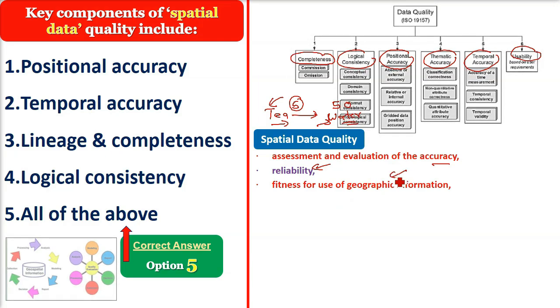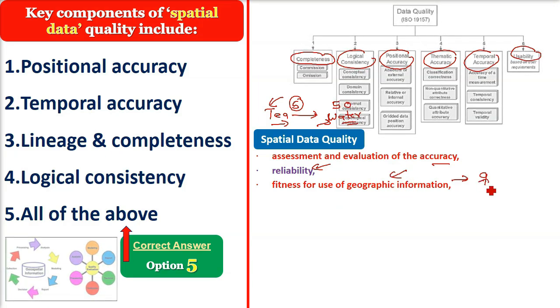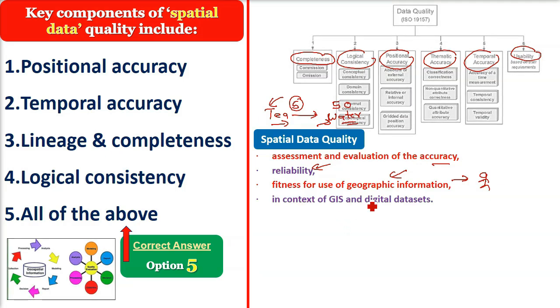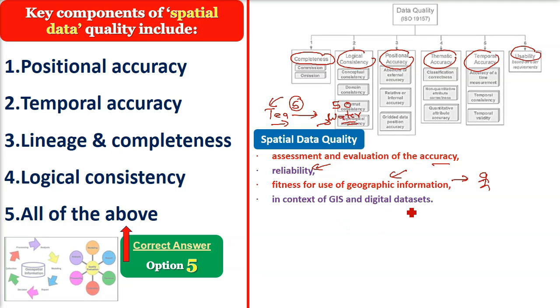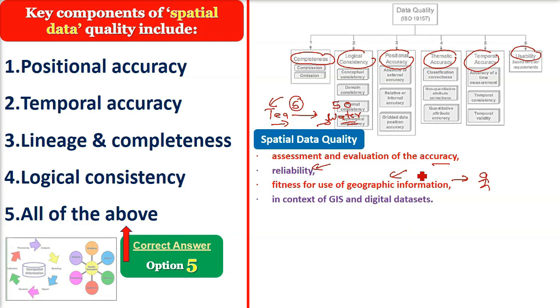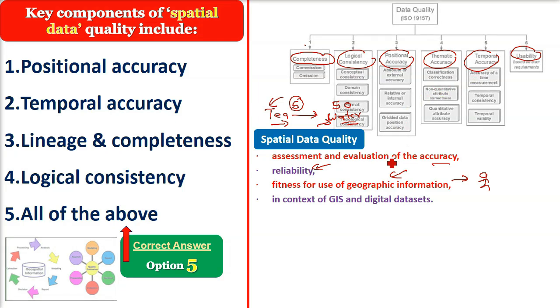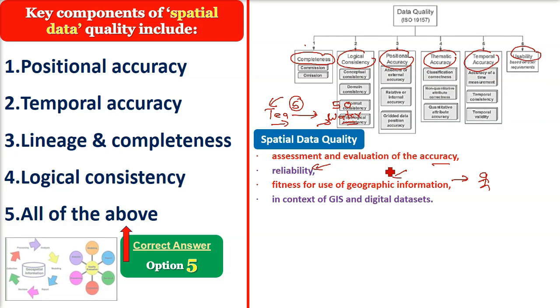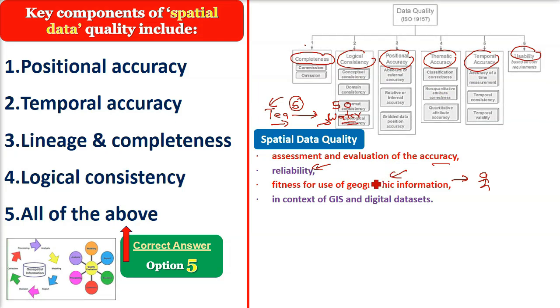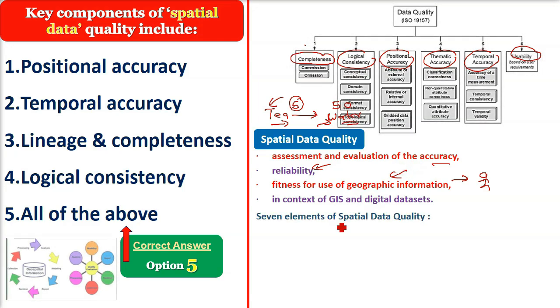Can this data be used in a geographic information system? Are they fit to be used? Can you give it to someone so that he or she can make any decision? In the context of GIS and digital data sets, spatial data quality is all about accuracy, reliability, and fitness. So if we have checked our data with certain rules, regulations, and parameters laid down as per the quality, and it passes, then only the data can be used.